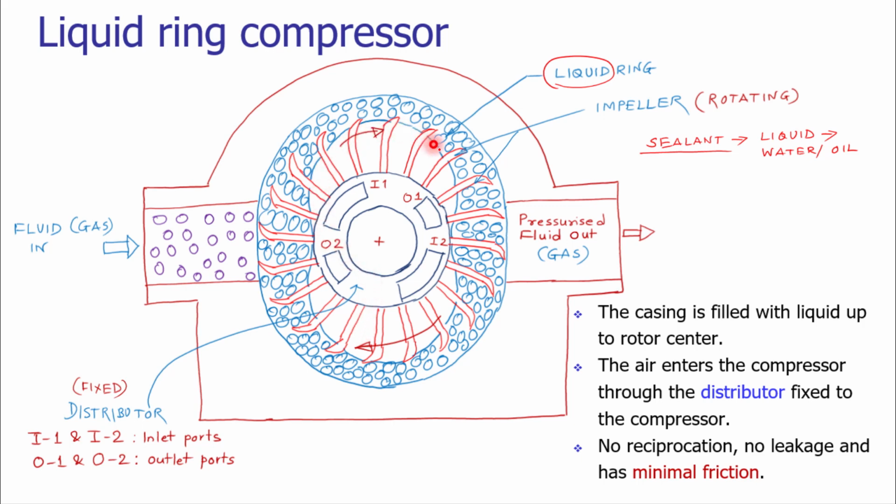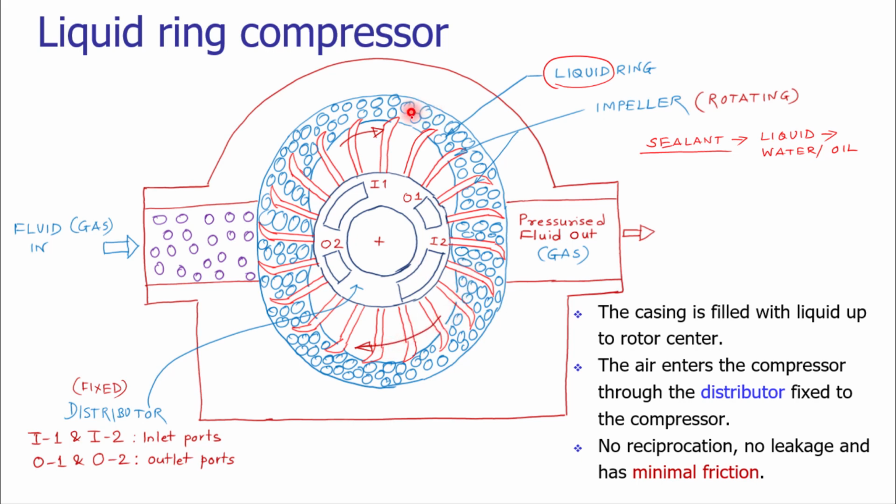As the impellers are rotating, we pour a liquid inside the casing. Due to centrifugal force, this liquid will try to move in a radially outward direction, but due to the shape of the casing, it will not move out, and we get a ring of liquid during the rotation of the impeller. So due to the continuous rotation, we get a ring of liquid at the periphery of the surrounding space.